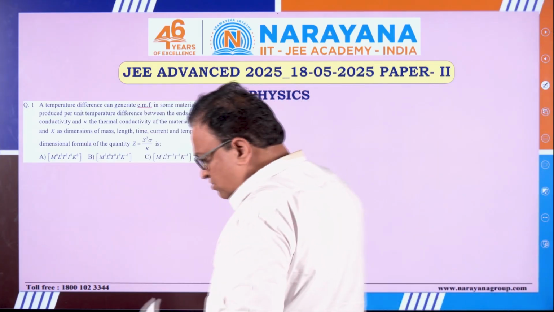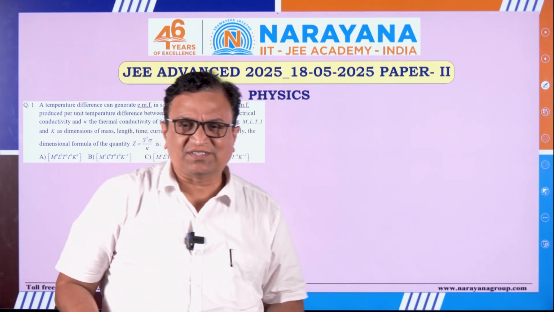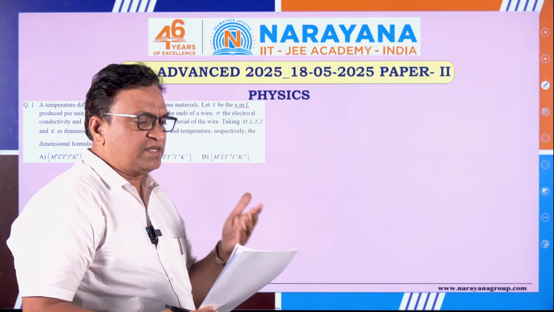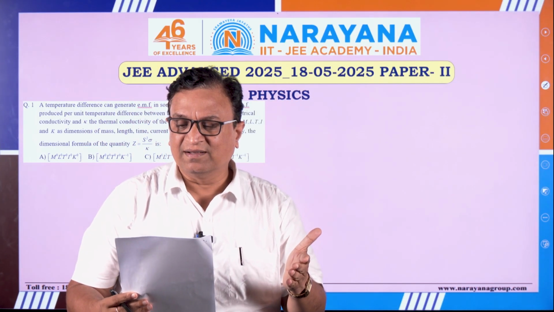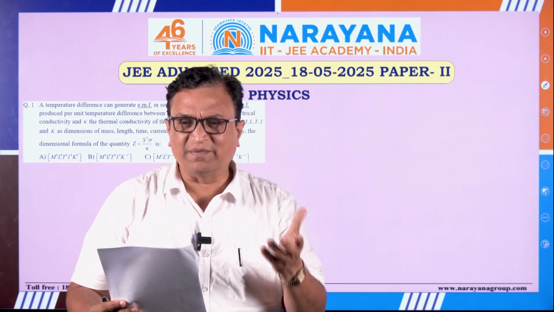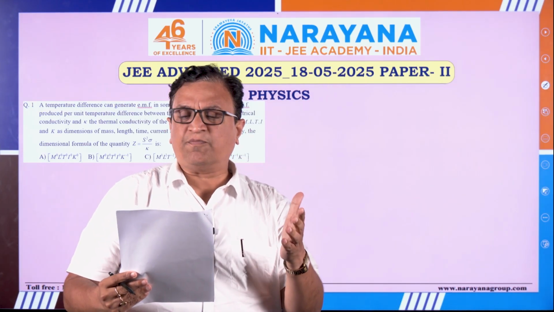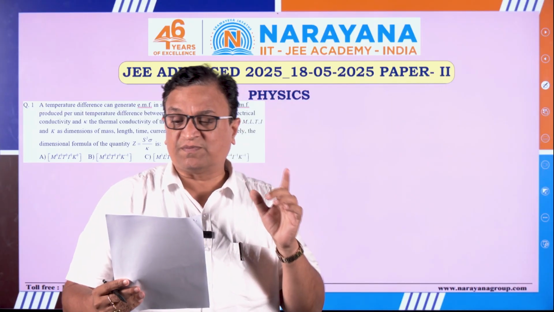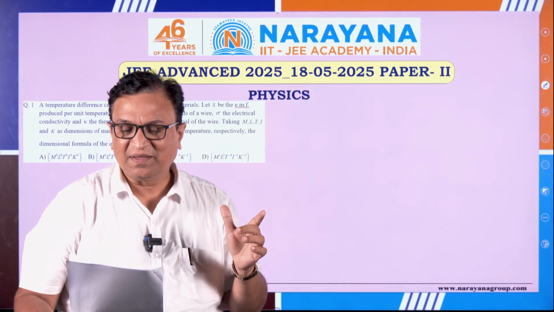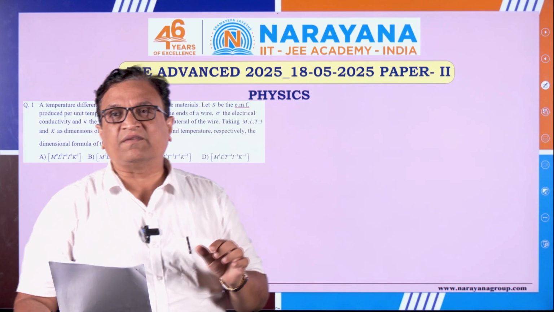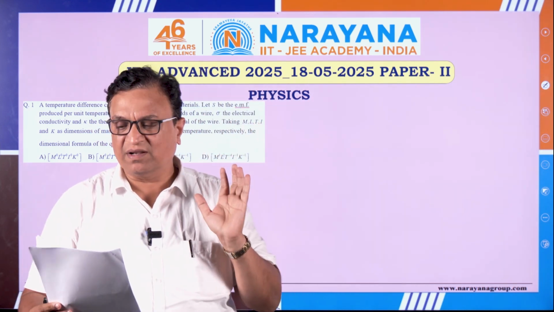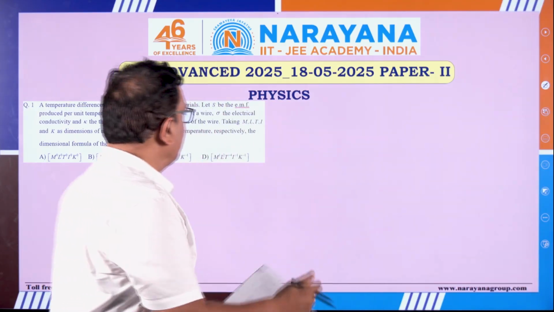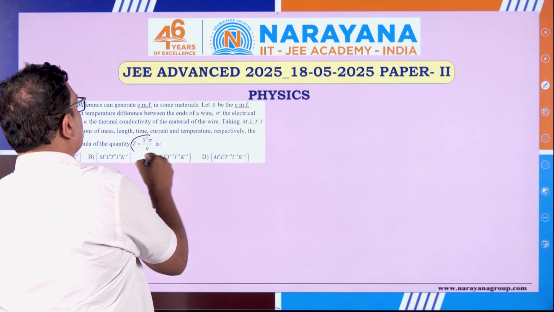We have the first question from units and dimensions. Temperature difference can generate EMF in some materials. S is the EMF produced per unit temperature difference between the ends of a wire, sigma is the electrical conductivity, and K is the thermal conductivity of the material of the wire.